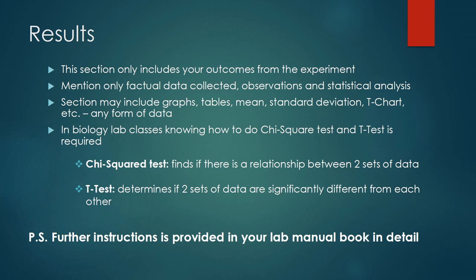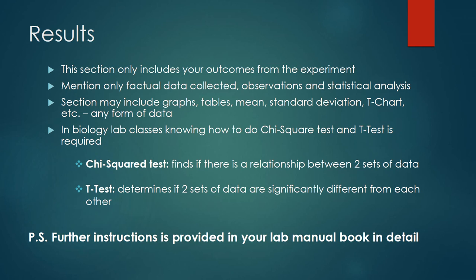So moving on to the results. This section only includes your outcomes from the experiment. Mention only factual data collected, observations, and statistical analysis. Sections may include graphs, tables, mean, standard deviation, the t-chart, etc., or any form of data. In usually biology lab classes, knowing how to do chi-square test and t-test is required. The chi-square test finds if there's a relationship between two sets of data, whereas the t-test determines if two sets of data are significantly different from each other.